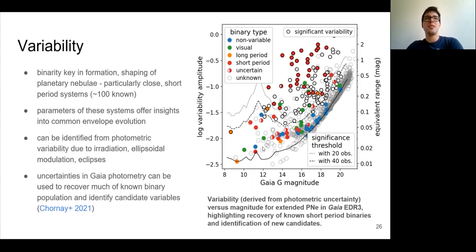So another thing to look at is variability. Binarity is very important in planetary nebulae. Also, close binaries in the centers of planetary nebulae are very important for studies of common envelope evolution. The sample isn't huge, only 100 objects are known at the moment. But with Gaia, we can identify objects as photometrically variable from their uncertainties. And we've been using this to identify new binary central stars of planetary nebulae. There's a recent paper, Chornay et al. 2021, that goes into much more detail on this.